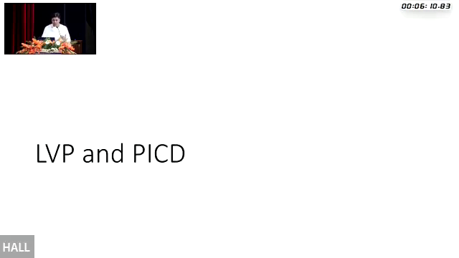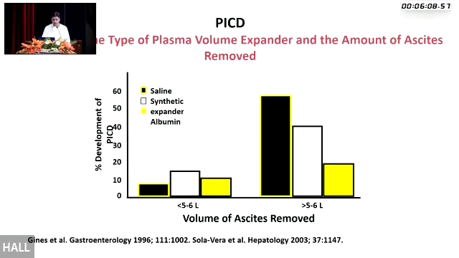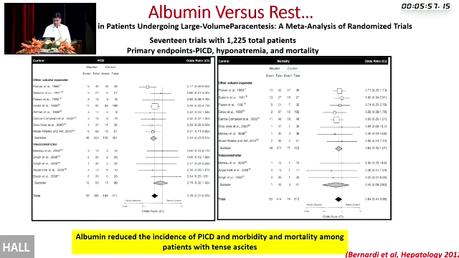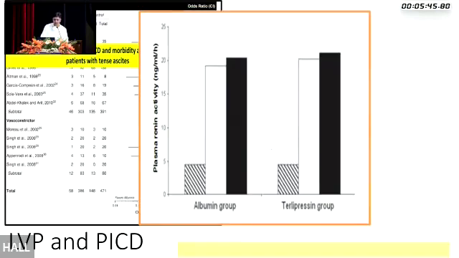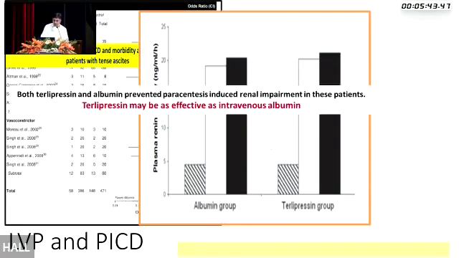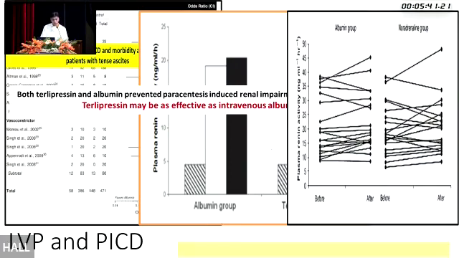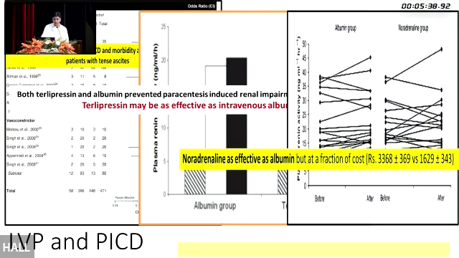Now, large volume paracentesis has been going on for long, and for large volume paracentesis, especially when we are removing more than 5 liters, albumin has been the go-to drug. It has been found to be better than saline and other volume expanders. RCTs do support albumin in this, as albumin has been shown to reduce the incidence of morbidity, mortality, and PICD in such cases. Studies from PGI Chandigarh have shown that albumin is equal to terlipressin and terlipressin is equal to noradrenaline in reducing the incidence of PICD.